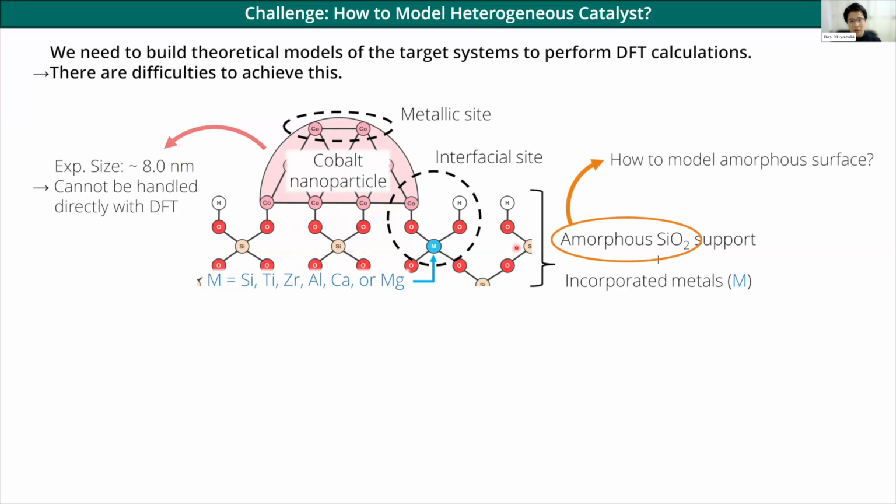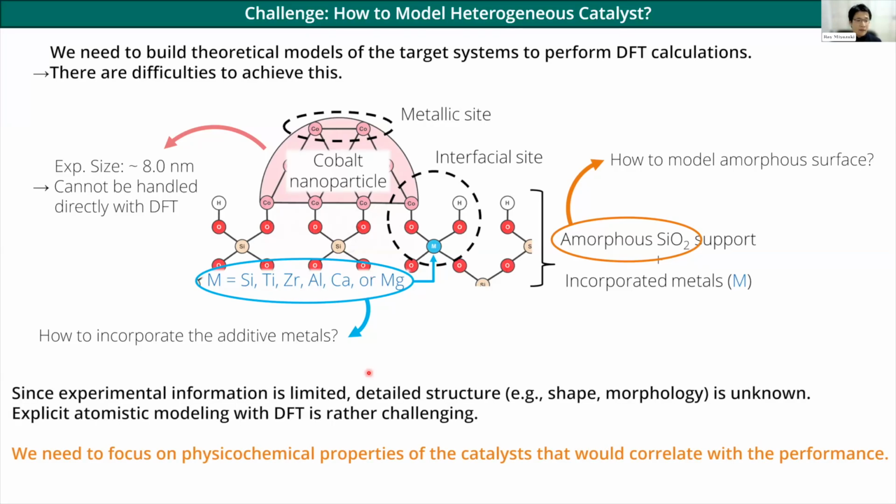And the support material has an amorphous structure. Then one question is how to model this kind of non-crystalline amorphous surface with DFT. And the final one is that there are metals incorporated into the silica, but what is their structure, or what is their electronic structure? Also, since the experimental information is limited, detailed structure like shape or morphology is unknown for this kind of heterogeneous catalyst. Then, explicit atomistic modeling with DFT is rather challenging.